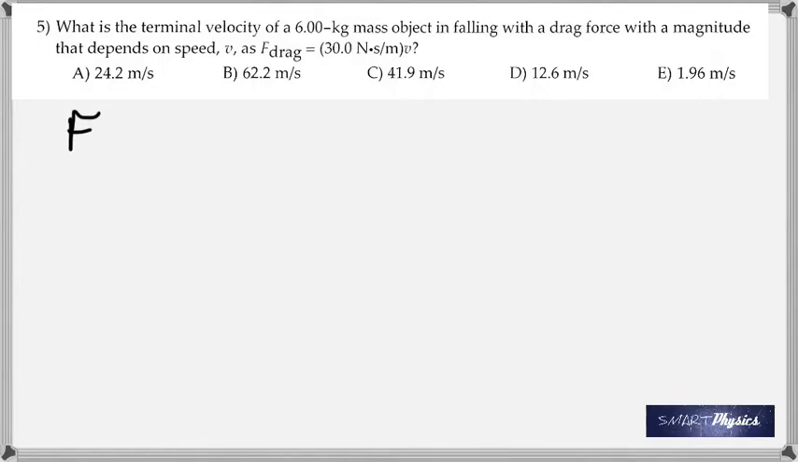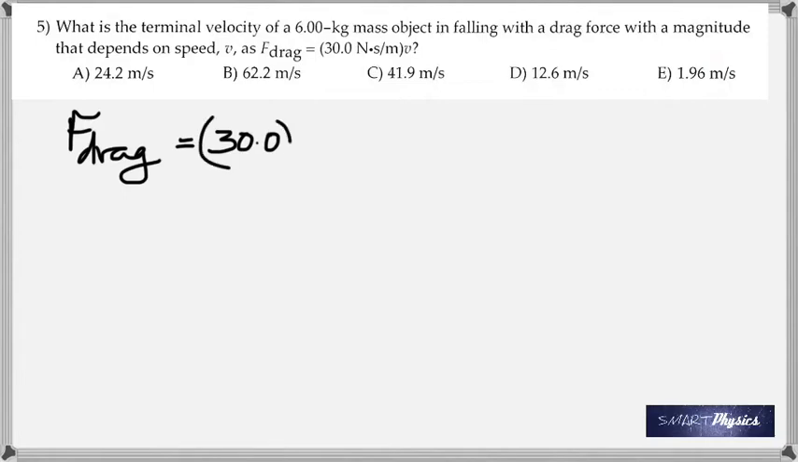Okay. In question number 5, what is the terminal velocity of a 6 kilogram mass falling with a drag force with a magnitude that depends on speed, as F drag is 30 times V? So you know that terminal velocity happens when the drag force is exactly equal to the weight of the object. Now that's the crucial point here.